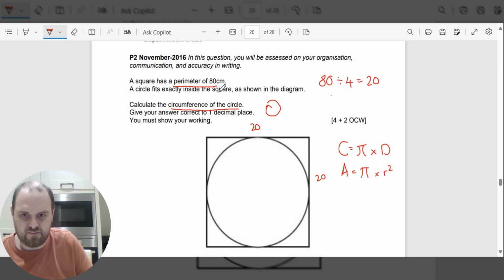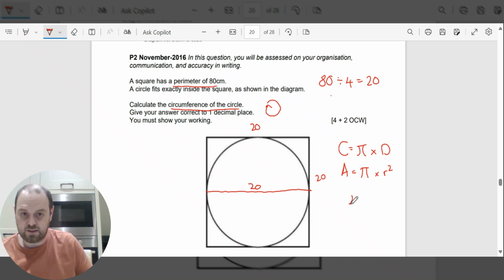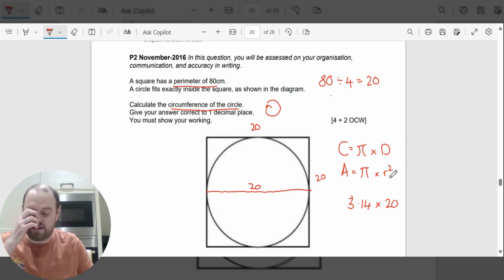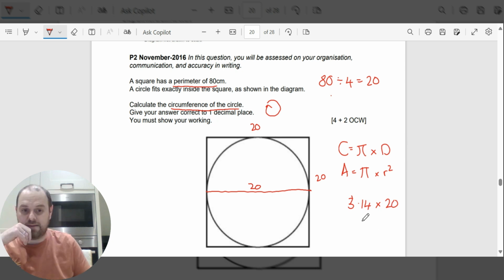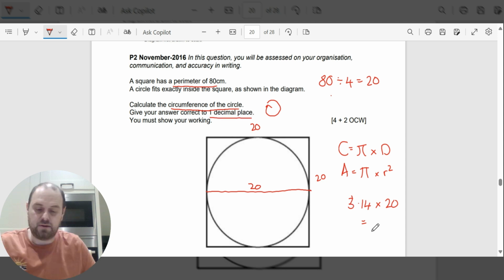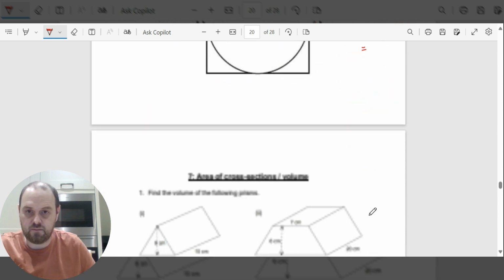So why have they given us this? Well, that 20 is from there, isn't it, to there. So actually that 20 is the diameter of the circle. So we're going to do pi 3.14 times 20. We don't have to square it or anything like that. That's for area. Pi times the diameter, whatever that is, round your answer to 1 decimal place. Fabulous. I believe that's the question, right?